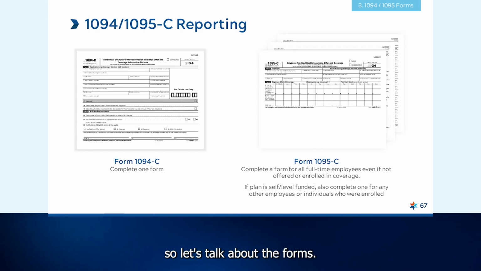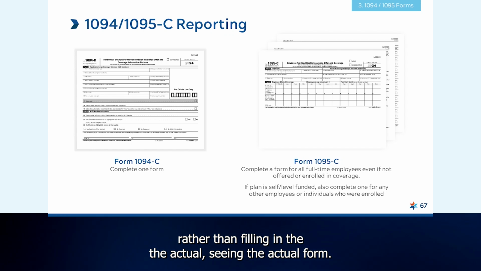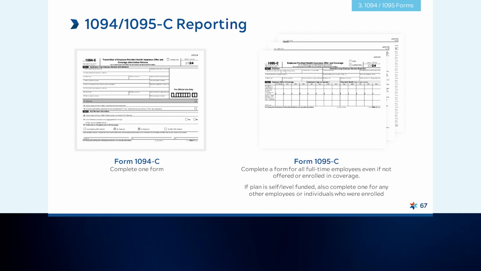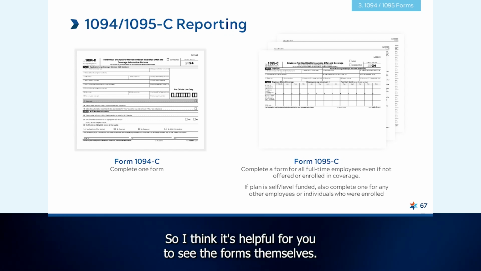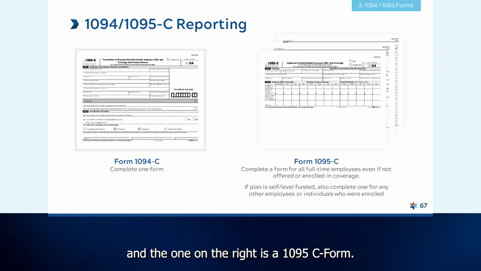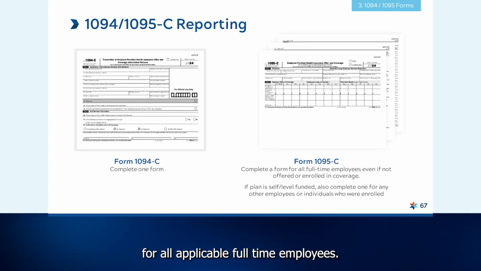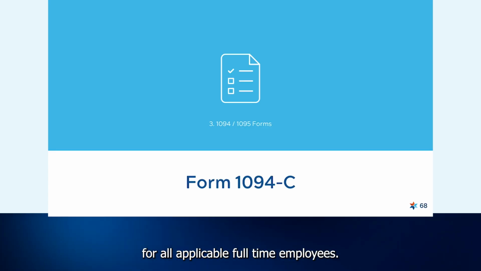So let's talk about the forms. This is what they look like. Some of you who use vendors or systems are filling in lines rather than seeing the actual form, so I think it's helpful for you to see the forms themselves. The one on the left is the cover sheet, and the one on the right is the 1095-C form. And again, you're going to complete a 1095-C form for all applicable full-time employees.